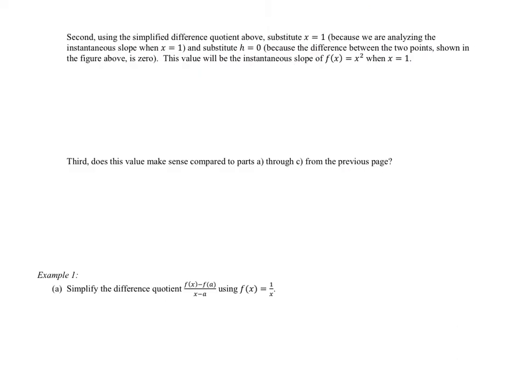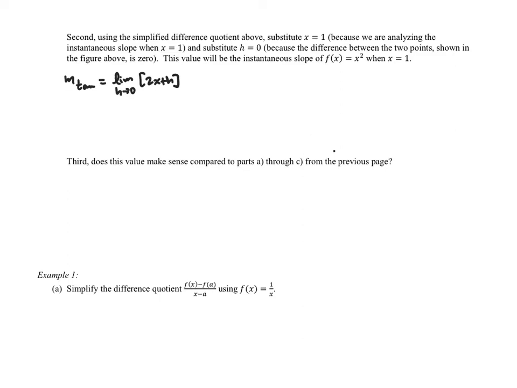Okay, so we are going to use the simplified difference quotient, which is what we came up with over here. The slope of the tangent line is the limit as h approaches 0 of the simplified difference quotient. Now the difference quotient without the limit is the slope of the secant line. But as h approaches 0, we are considering it a tangent line.